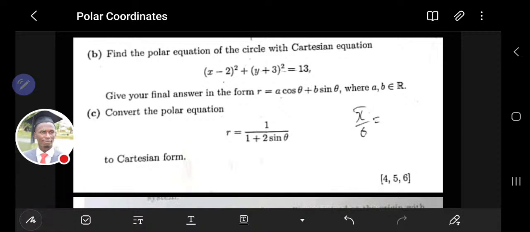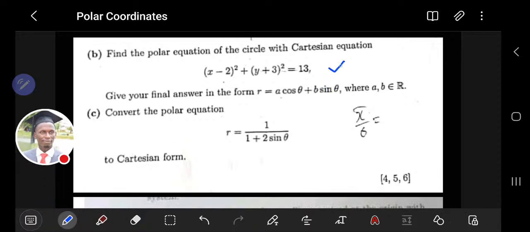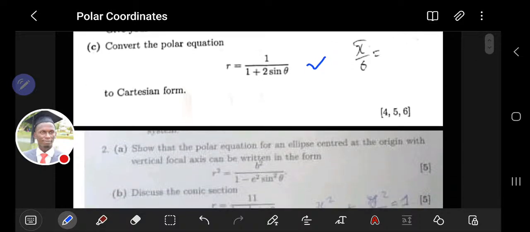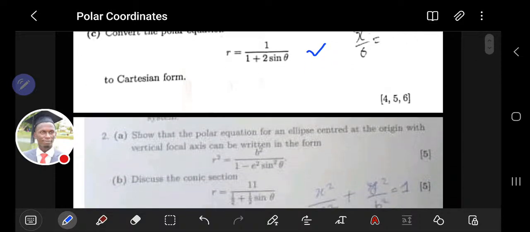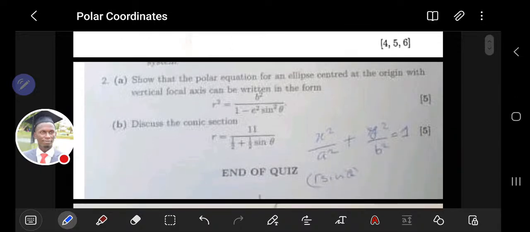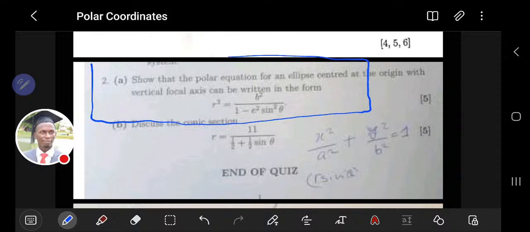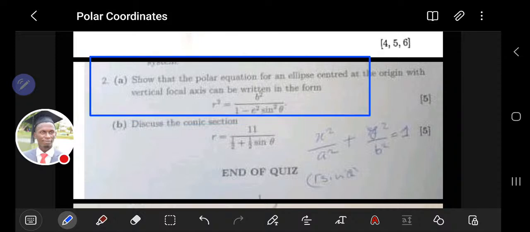We did work out this question. We saw the solution to this question. We also saw the solution to this question. And one other question that I included in the recording that I've just uploaded a few minutes ago, I also included the solution to this question. So you can try out this question and see if you can convert this polar equation of an ellipse that is centered at the origin with the vertical focal axis. Can you show that it can be written in this form?